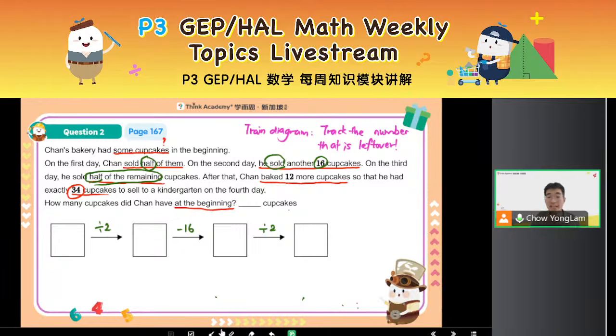Then finally, I bake 12 more cupcakes. Bake 12 more cupcakes, so then I will have 12 more cupcakes. It's a plus 12. And the final number here will be 34, exactly 34 at the end. Now, we already followed the flow of the story and reached the end. Now it's time to calculate backwards. When I calculate backwards, remember, keep the number, flip the sign.